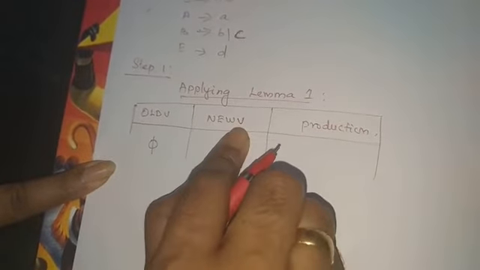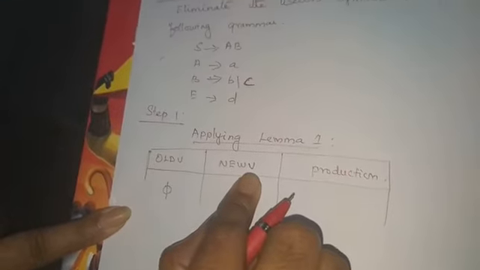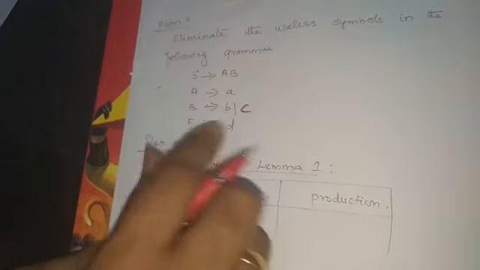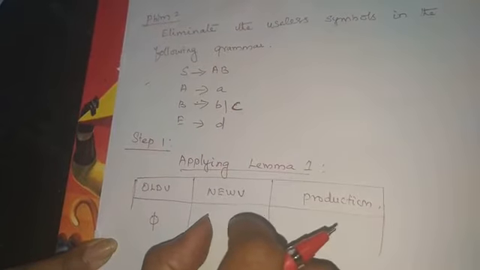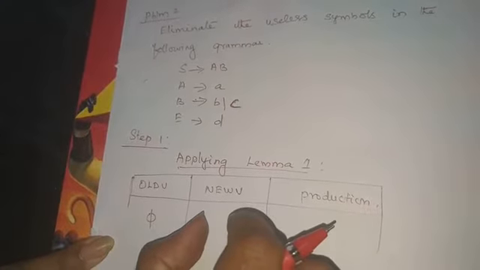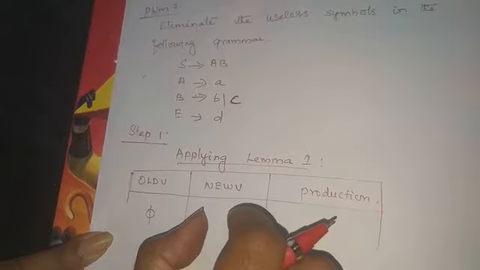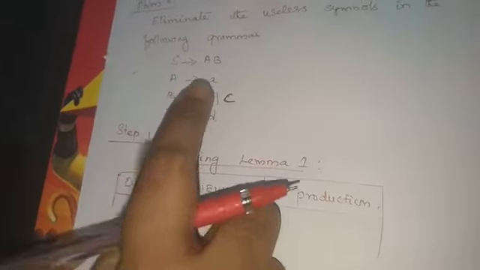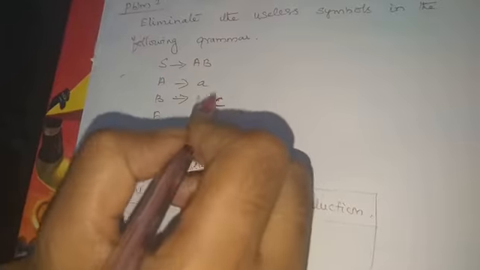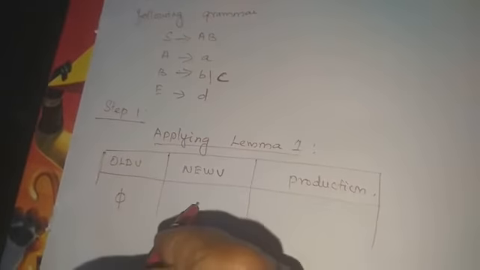So what is new V? New V is nothing but the non-terminals. So we have to choose the non-terminals from the given grammar. Which non-terminal can be added in new V? The non-terminal which has only terminal symbols at the right hand side. Such a non-terminal I have to add in the new V.